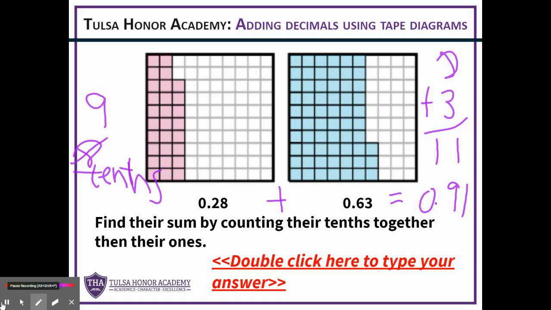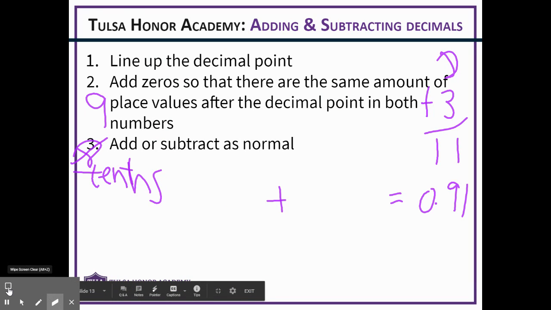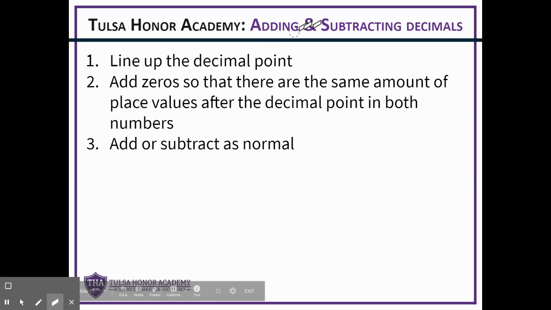So our biggest thing, to summarize all that, and then let me erase this, is with adding and subtracting decimals, here are our steps. We line up the decimal point, that's very important. We add zeros so that there are the same amount of place values after the decimal point in both numbers, and then we just add or subtract as normal.